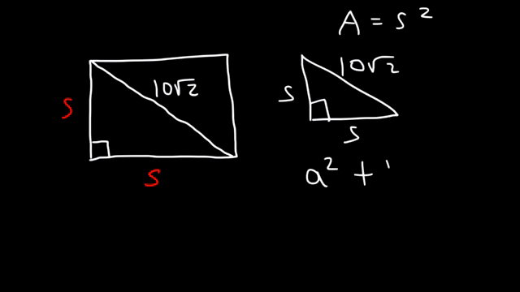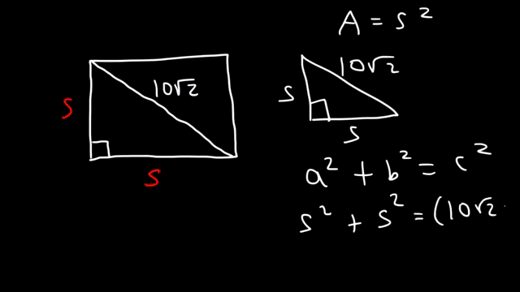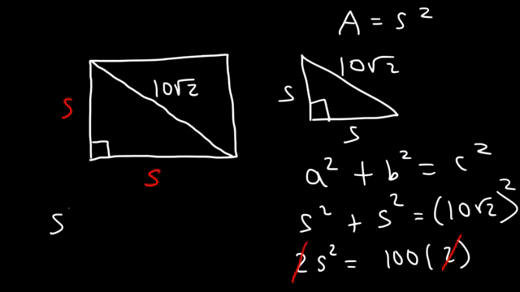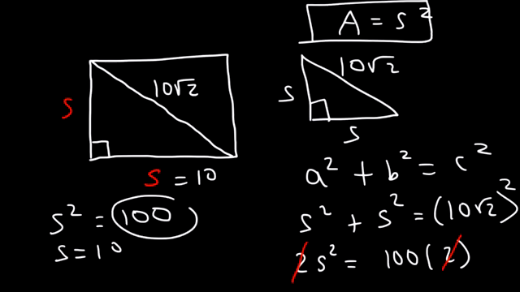Using the equation a squared plus b squared equals c squared, a and b are both s in this example, and c is 10 root 2. s squared plus s squared is 2s squared. 10 squared is 100, and the square root of 2 squared, which is the square root of 2 times the square root of 2, that's the square root of 4, which is 2. So we can divide both sides by 2. Therefore s squared is 100, and the square root of 100 is 10. Now the area is s squared, and s squared is 100, so that is the area. So that's the answer, 100.